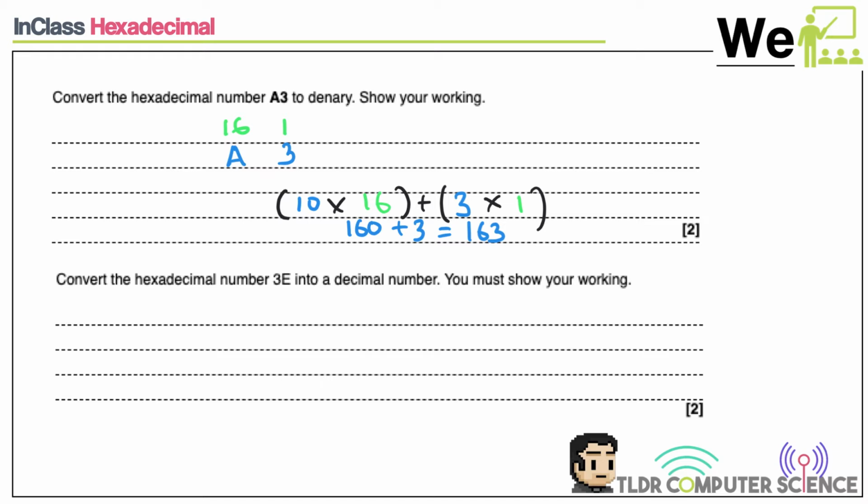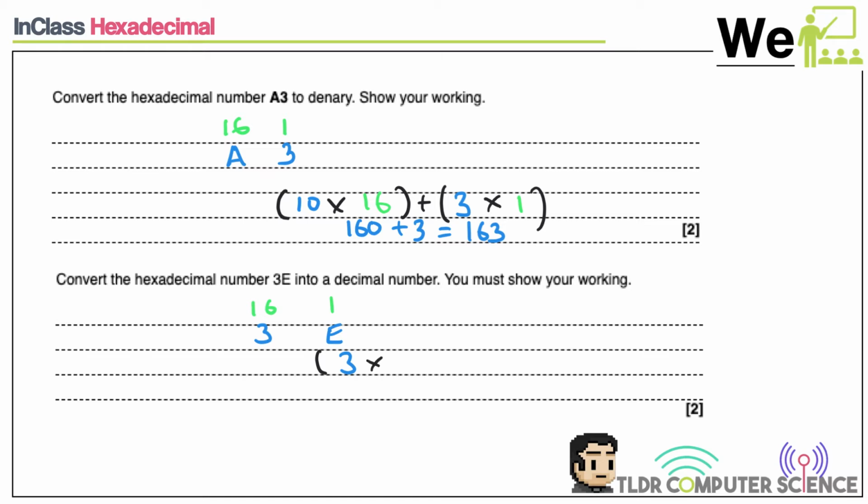Convert the number 3E into a decimal or denary number. Typically denary is the one they use, so I don't know why we've done this. It's the same question, isn't it, effectively? So let's quickly do that. We've got lots of 16s, lots of 1s. We write again the 3 under the 16. This time we're doing an E under the 1. We're doing 3 lots of 16.